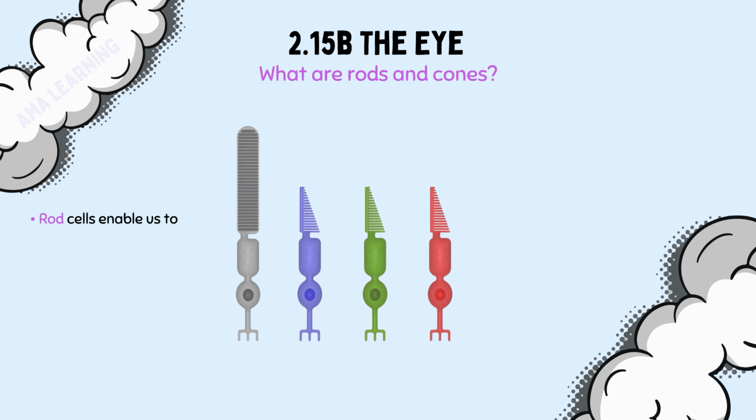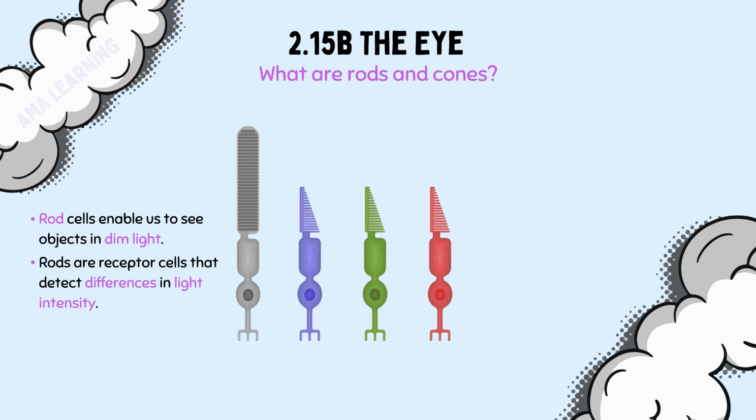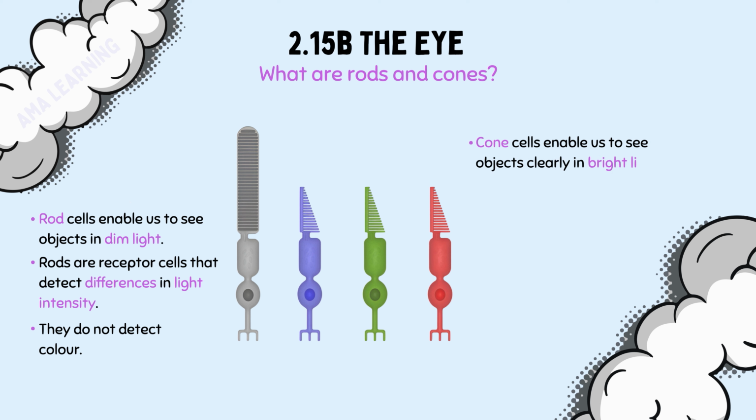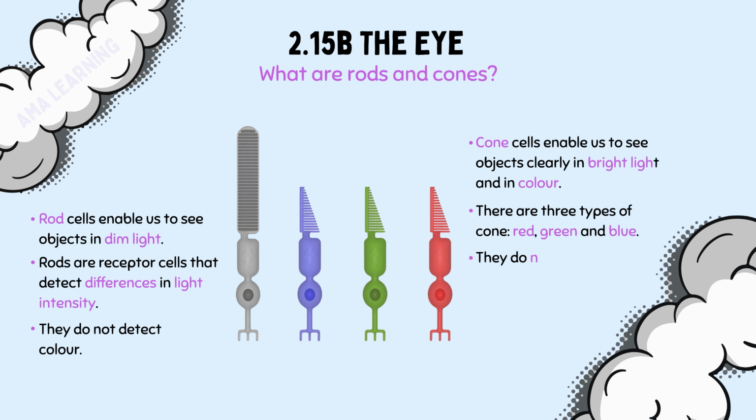Rod cells enable us to see objects in dim light. Rods are receptor cells that detect differences in light intensity. They do not detect color. Cone cells enable us to see objects clearly in bright light and in color. There are 3 types of cone: red, green, and blue. They do not function well in dim light.